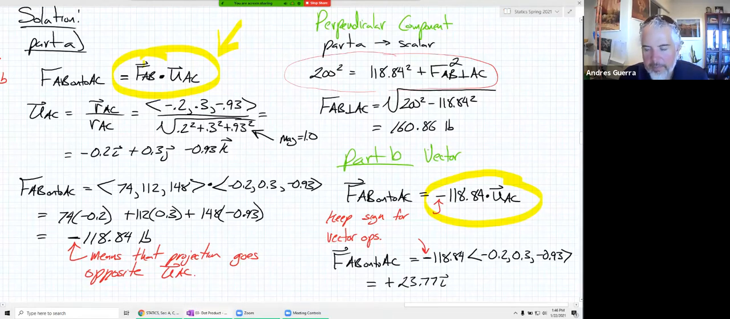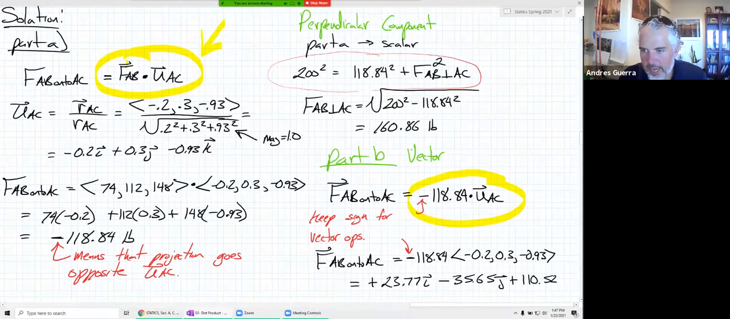23.77i. And then I take my minus 118 and multiply it by a positive 0.3, so I'm going to get a negative in the j direction, minus 35.65j. And then I have a minus times a minus for the last one, so I'm going to end up with a positive 110.52k hat. We can see it in all of these components, but let's focus on the k component.